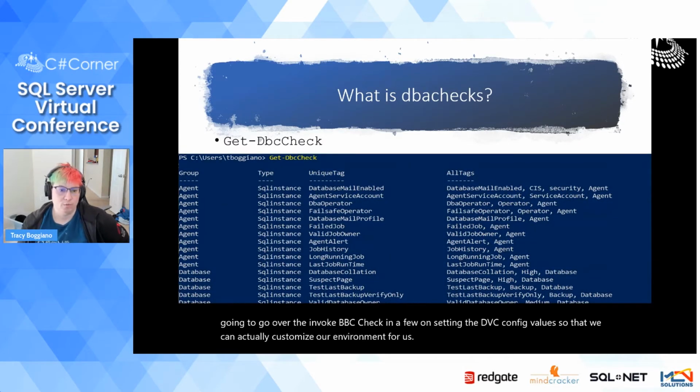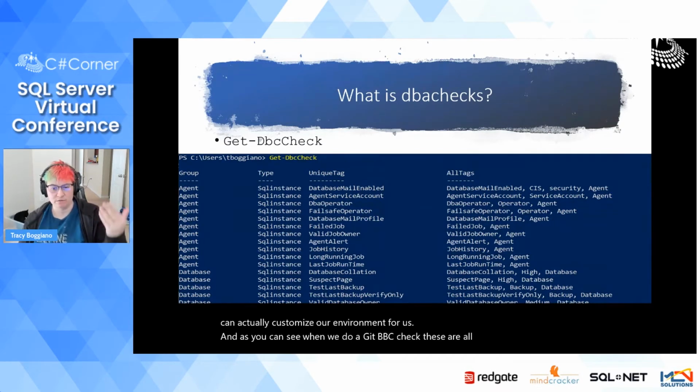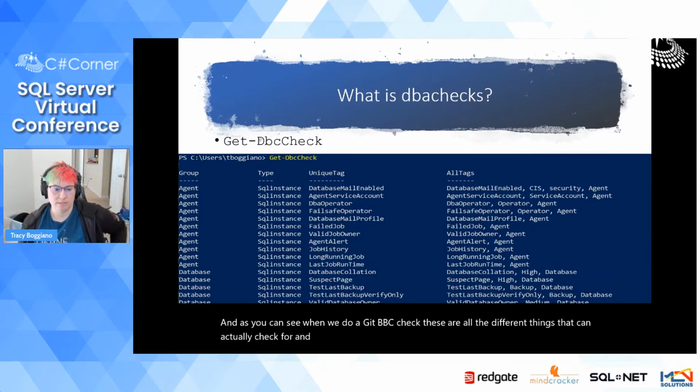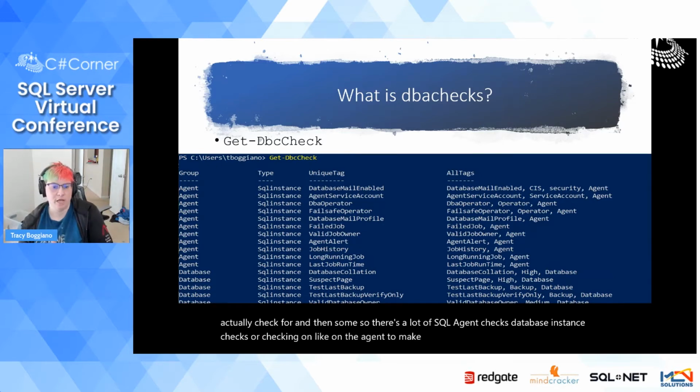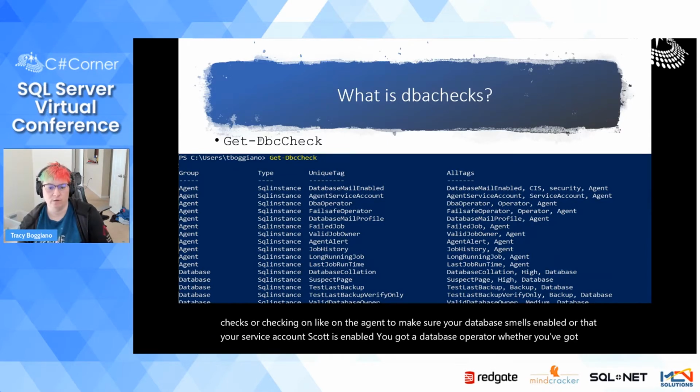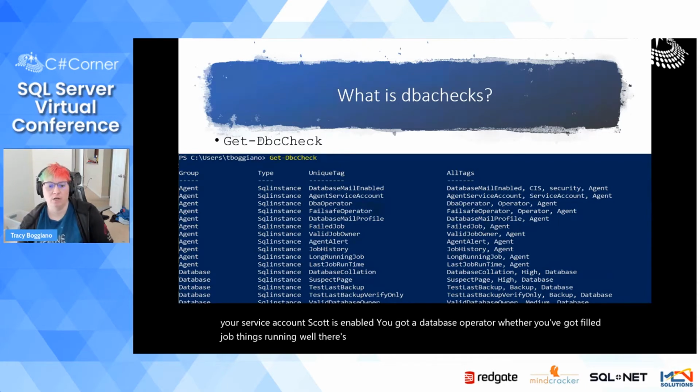And as you can see, when we do a Get-DbcCheck, these are all the different things it can actually check for and then some. So there's a lot of SQL Agent checks, database instance checks. So we're checking on the agent to make sure your database mail is enabled or that your service accounts is enabled. You got a database operator, whether you've got failed job things running, whether it's got a valid job owner, whether jobs have failed, whether jobs have been running long, things like that.